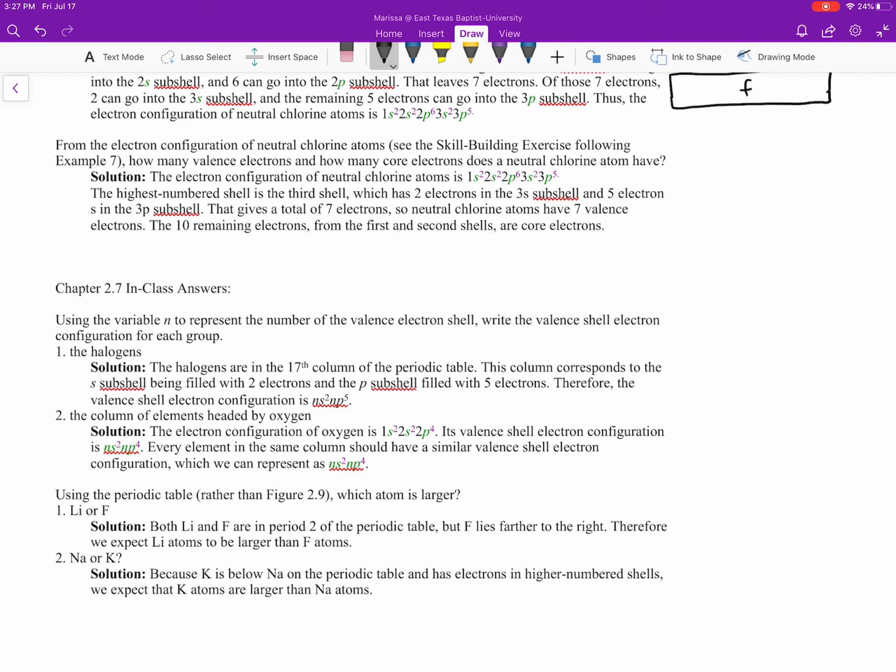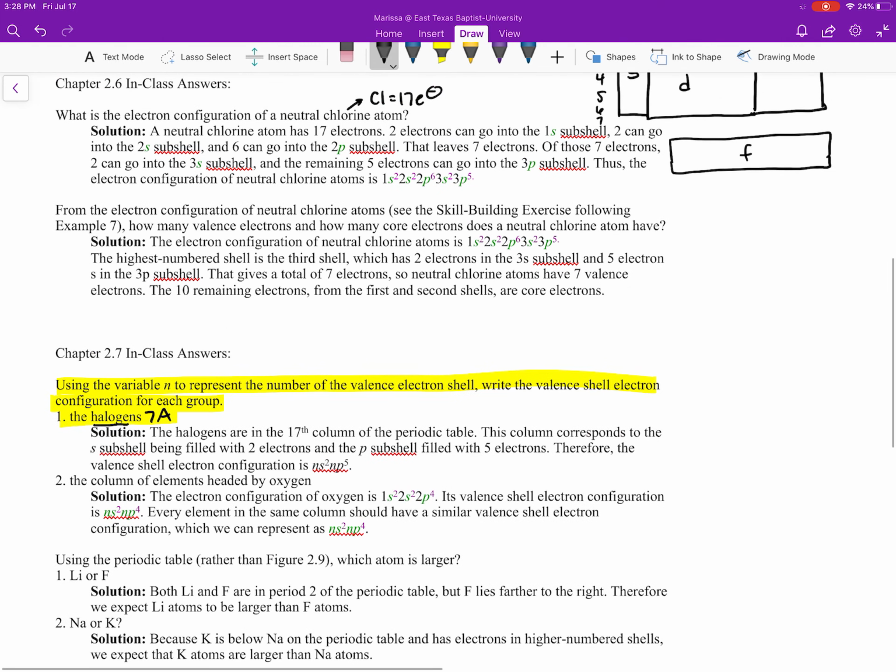The next one says to use the variable n to represent the number of valence electron shells. Write the valence electron shell configuration for each group. The first one is the halogens, so these are group 7A. The second to last column on the right hand side, because the last column are our noble gases. Because they are in group 7A, that represents the number of valence electrons that they have. So it's very similar to chlorine, because chlorine is a halogen.